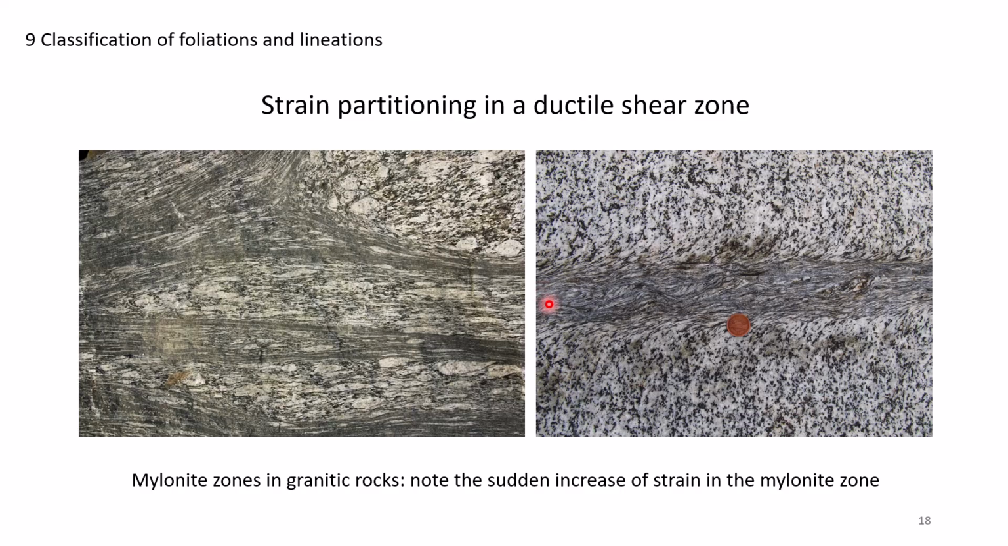The process of strain concentration in such mylonites is referred to as strain partitioning. That simply means that some parts of the rocks have experienced very intense deformation and strain, whereas nearby other parts are much less deformed or perhaps even undeformed.